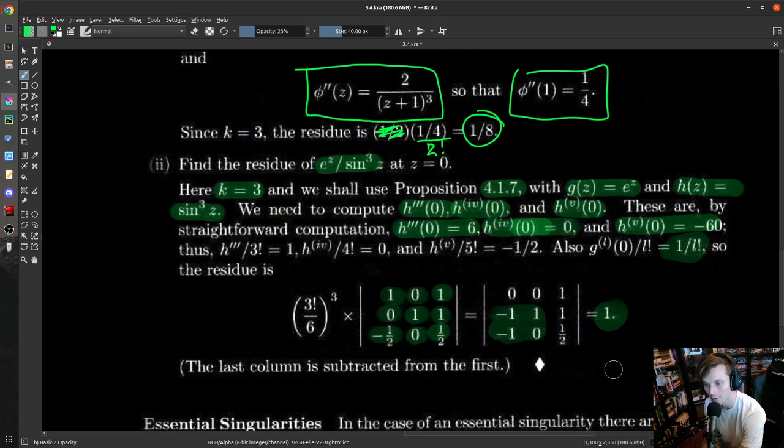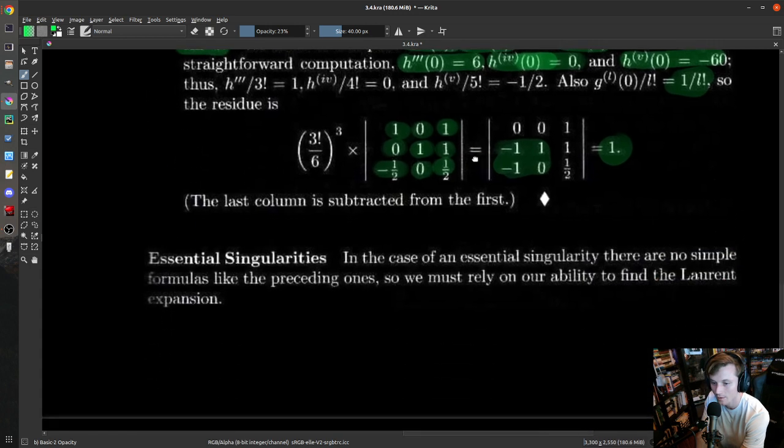So that's the residue of e to the z over sine cubed z at z equals 0. Kind of cool. All right. You can see why it's useful for computers, or if someone is very mean to you and wants you to spend a long time calculating derivatives and taking determinants.